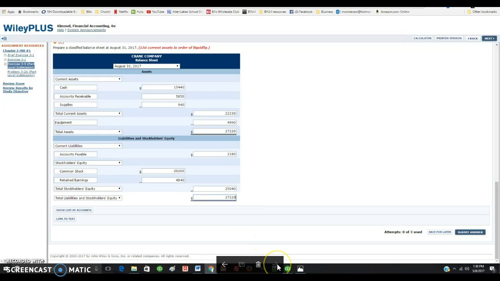And I'm realizing that I was supposed to show that to you. Oh no, right here. Sorry. Okay, so this number right here matches this number. Our total assets equal our total liabilities and stockholders' equity. So we are in balance.